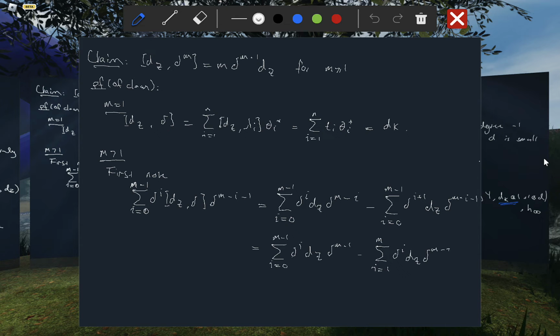Okay, and then heaps of stuff cancels out, and we're just left with this commutator. Okay, so now we're going to use that in the proof. So let's continue on the fourth board.